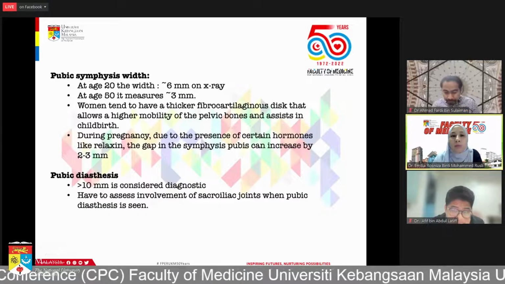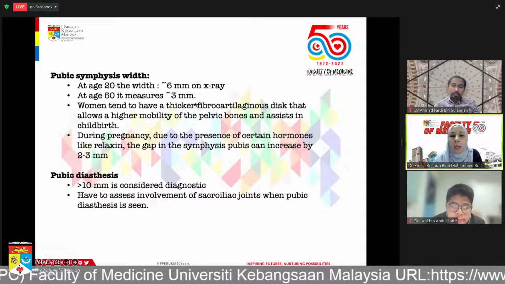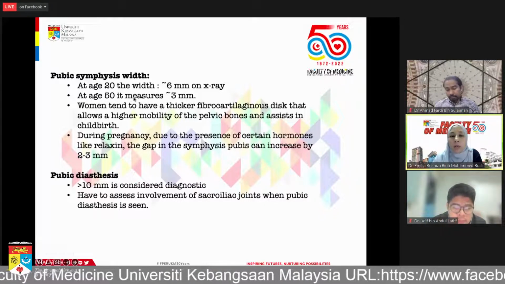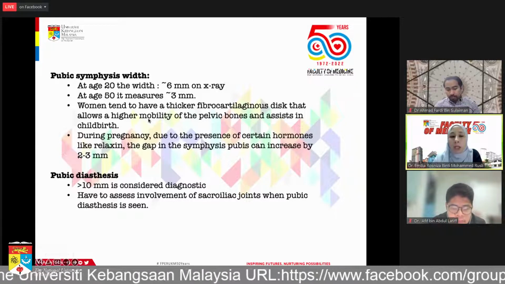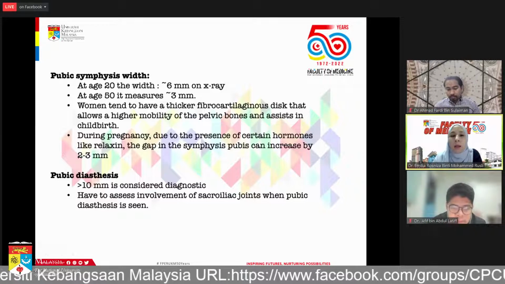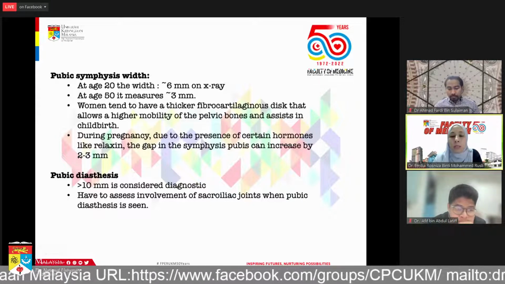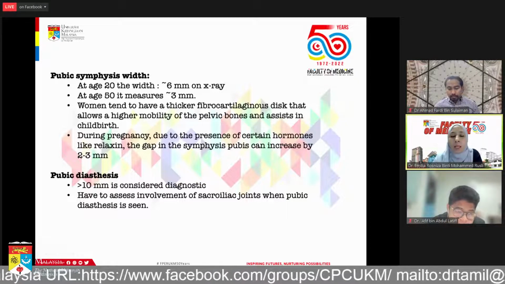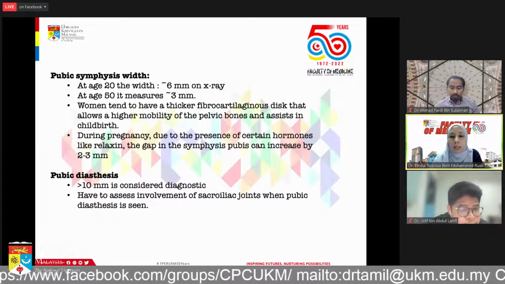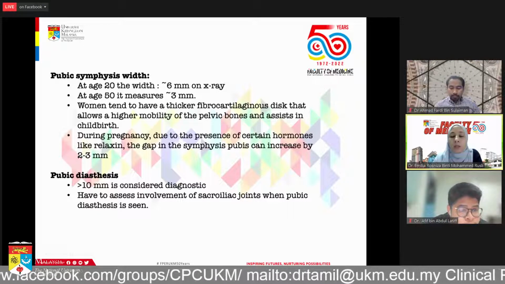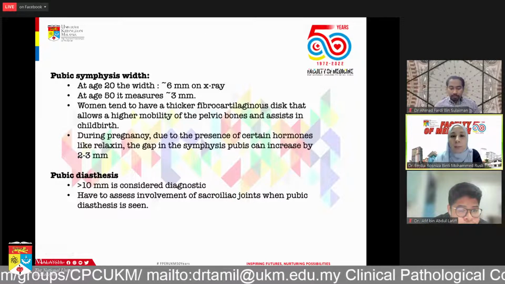Again, the pubic symphysis generally measures about 6 mm, and it gets thinner at the age of 50, measuring about 3 mm. It's thicker in childbearing age women, and in pregnancy it will increase by up to 2 to 3 mm with the presence of hormones. So when the measurement is more than 10 millimeters, it's taken as pubic diastasis. And again, you have to assess the sacroiliac joints when you see a pubic diastasis.